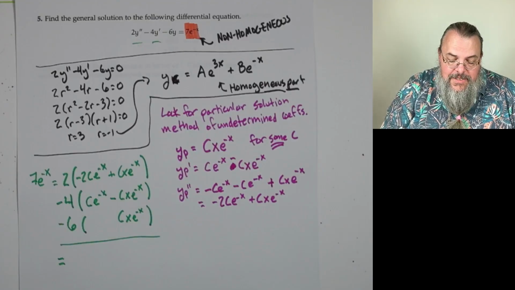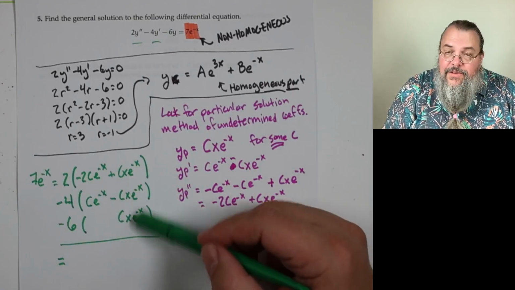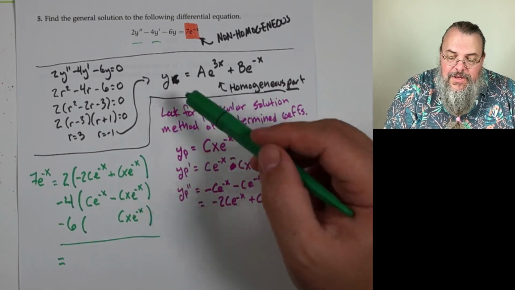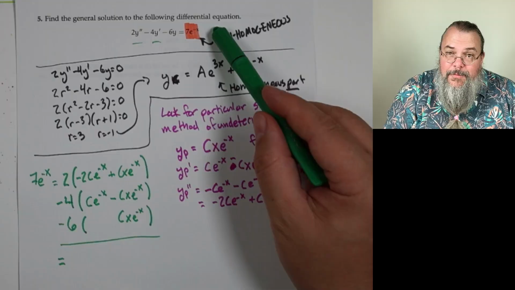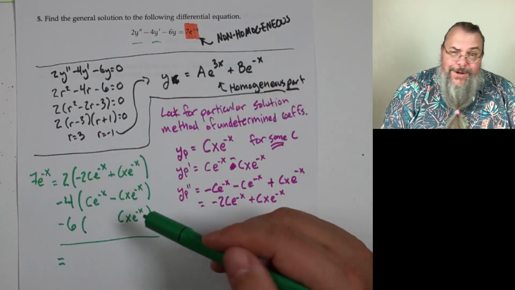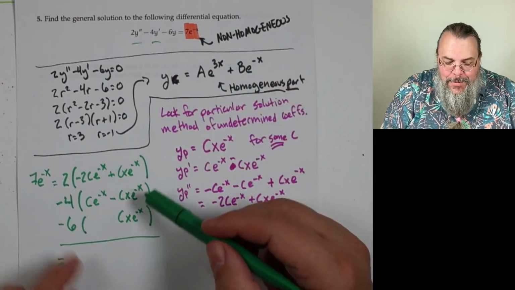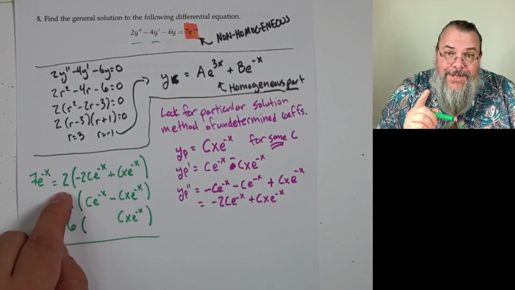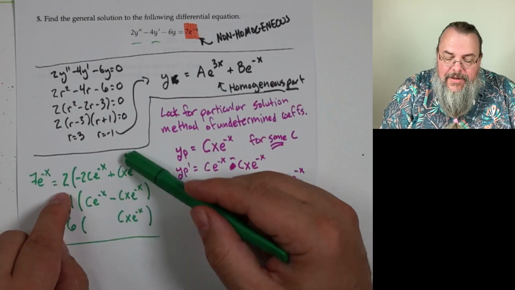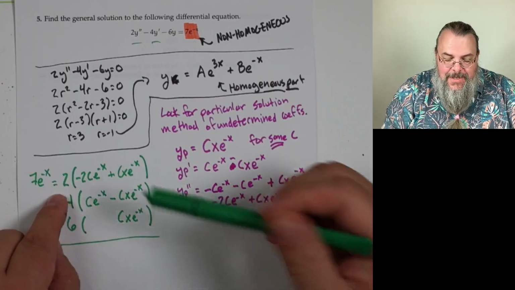Now, let's work on these terms. You'll notice there's no x e to the minus x term. You might be saying, uh-oh, trouble. But check it out. If you've lived a good, clean algebra life, this should disappear.